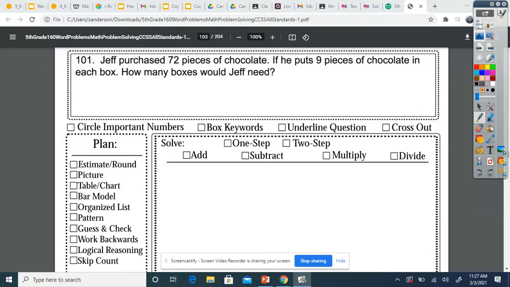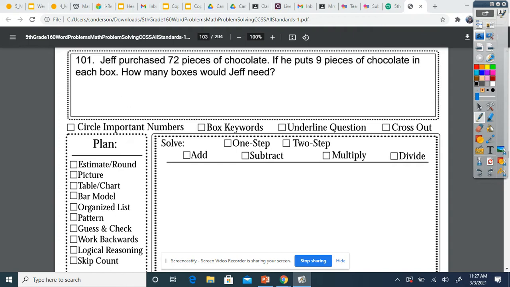Hey guys, so today we are going to be reviewing long division and looking at word problems just like we did yesterday. So our first one says Jeff purchased 72 pieces of chocolate. If he puts 9 pieces of chocolate into each box, how many boxes would Jeff need?